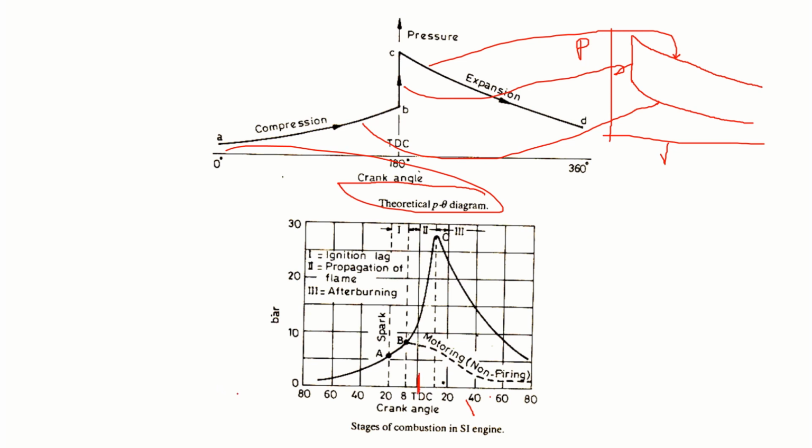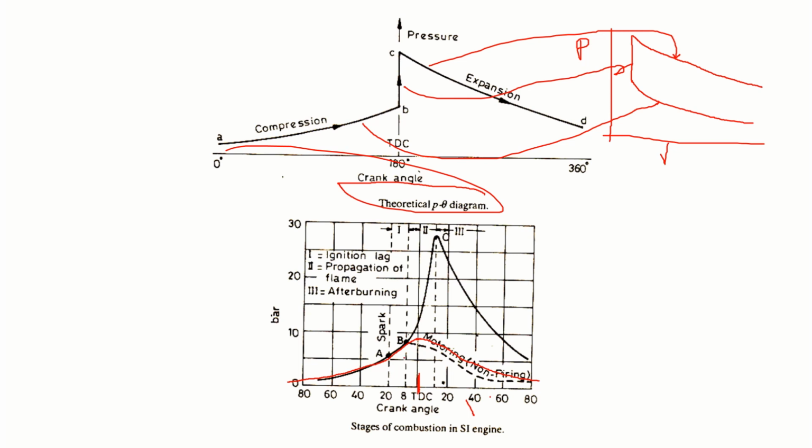This side you have the bottom dead center. The piston is moving from bottom dead center towards the top dead center. It reaches the top dead center, then it expands. You are not igniting anything. That is what you call a motoring curve.